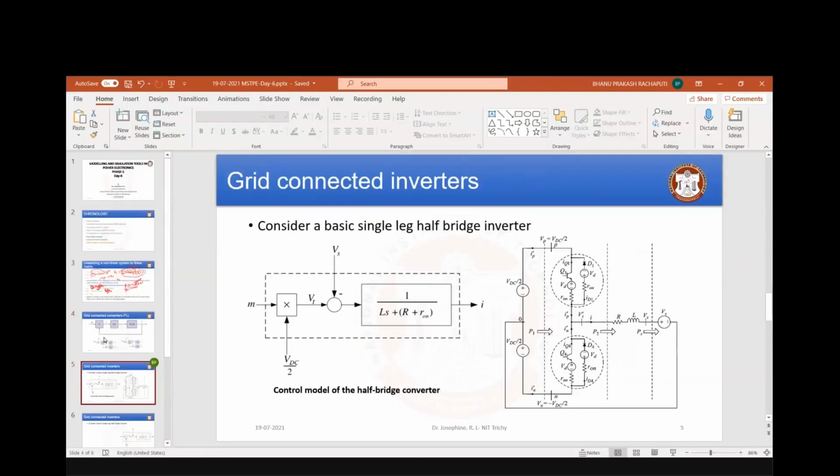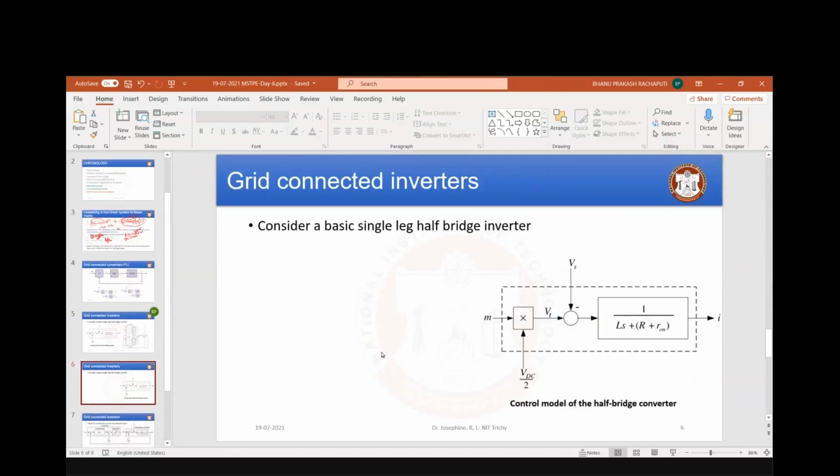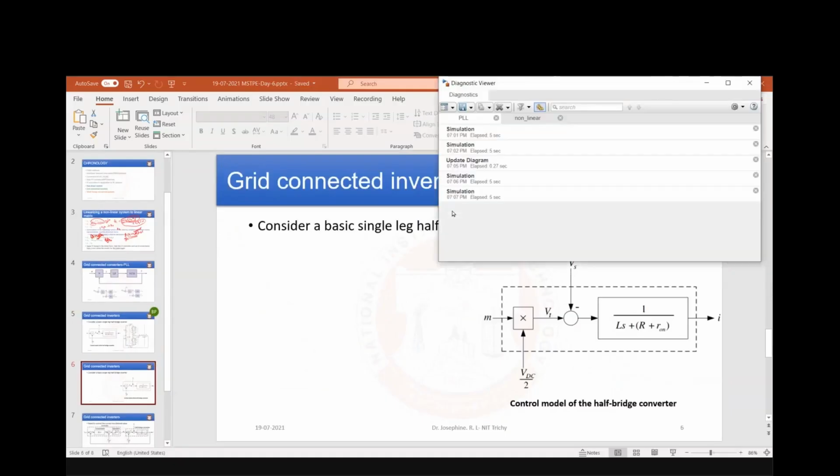So this is my network. Here is my grid connected network. So I just want to open my MATLAB. SPWM and saturation block. How to model control logic.